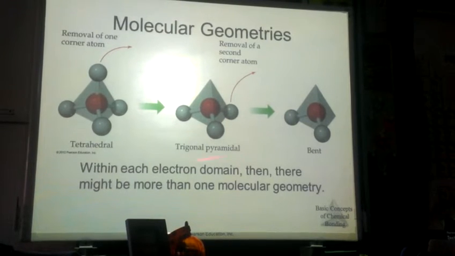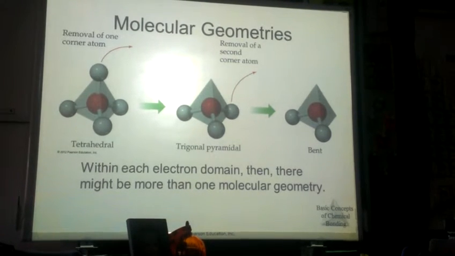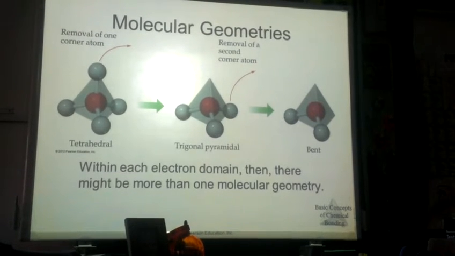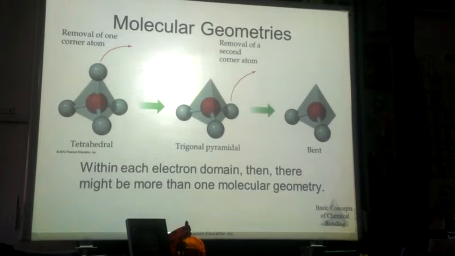So this is saying the same thing. Within each electron domain, there might be more than 1 molecular geometry. So if I'm in the tetrahedral electron domain and I have a non-bonding pair here, it's no longer called tetrahedral, it's called trigonal pyramidal. And the reason that we have these different ones is because the bond angle is going to change a little bit.